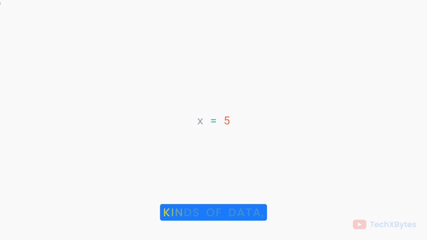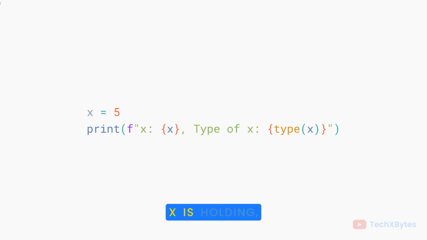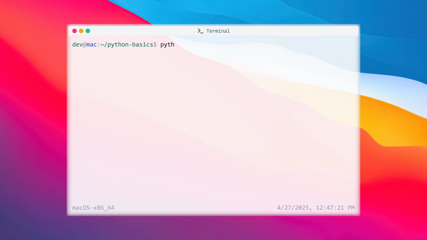Python deals with different kinds of data, and the first type we'll look at is the integer. Integers, or int for short, are simply whole numbers, numbers without any decimal points. So, in this example, we're assigning the value 5 to the variable x. To see what type of data x is holding, we can use the type function. Let's run this and see what Python tells us. Run python3 types_int.py in your terminal. You should see in the output that the value of x is 5 and its type is class int, which stands for integer.